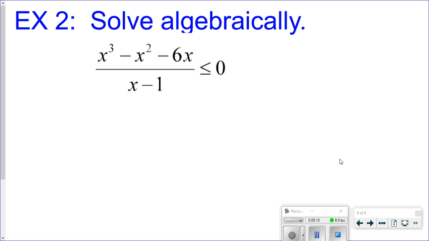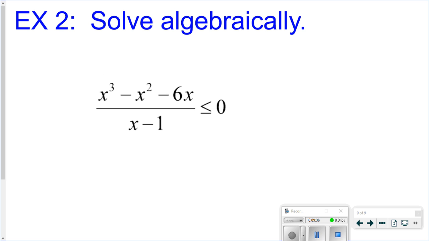Okay. So again, we need to identify our critical values, which are the zeros and restrictions. We know that the zeros of a rational function are the zeros of the numerator. Those are the x-intercepts, your zeros. So I need to factor the numerator. I'm going to move this down a little bit here. The first thing in the numerator I could do is factor out an x.